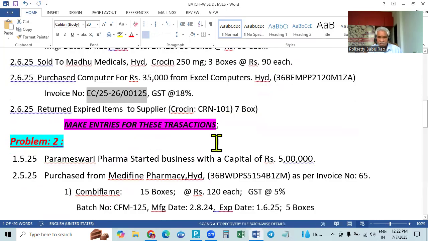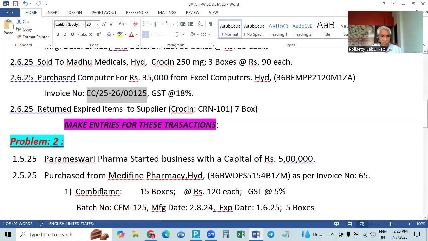So we can see expired items. Those expired items' batch numbers will be there. On the basis of batch numbers, from where we purchased, the expired goods will be returned to the concerned suppliers. Some items to one supplier, some items to another supplier, we will return them. For purchase returns, we use a debit note.